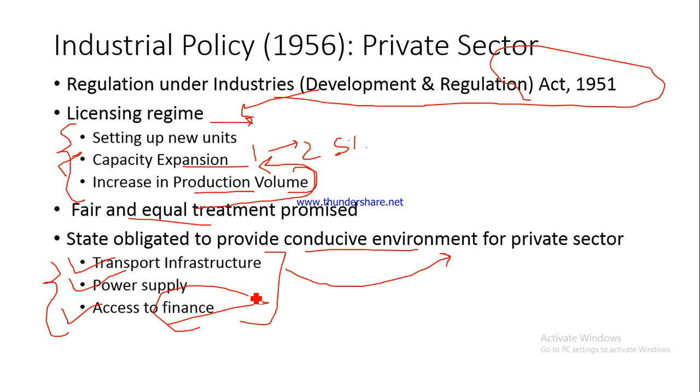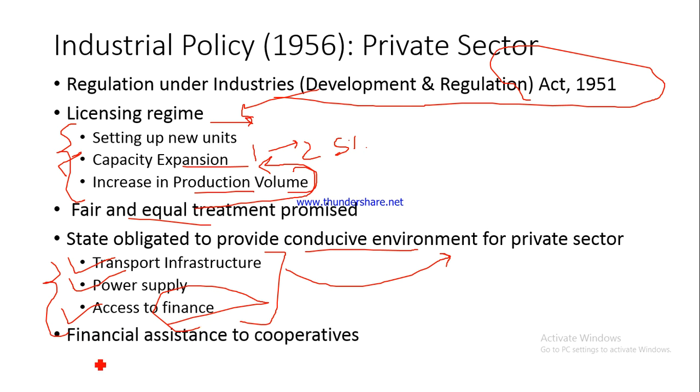Then transport infrastructure. Naturally, if the transport infrastructure is a good one, the cost of transportation of raw material, the cost of transportation of finished goods would reduce, and this would also further feed into more efficiency of the private sector, higher efficiency of the private sector. And that is why all these things were also promised to the private sector enterprises, just to assure them that a conducive environment would be provided so that they could function efficiently.